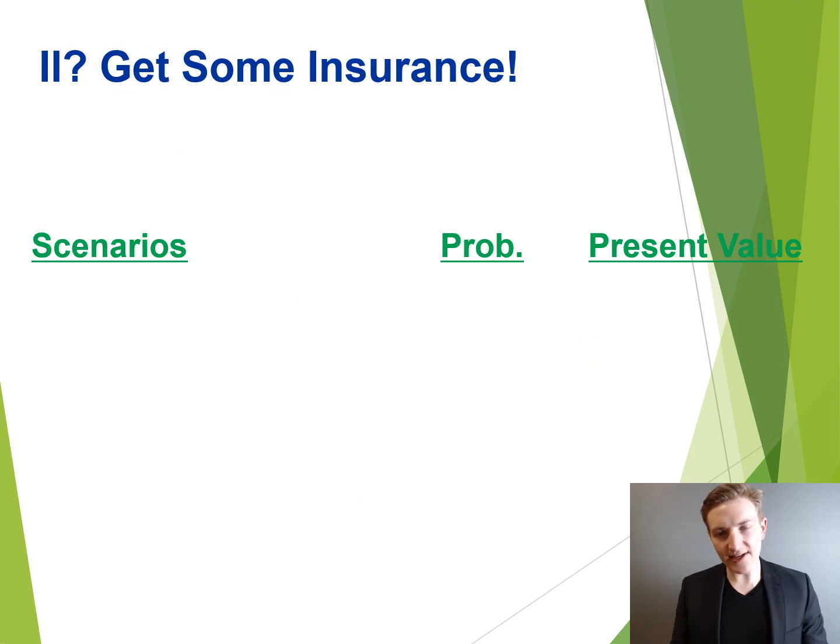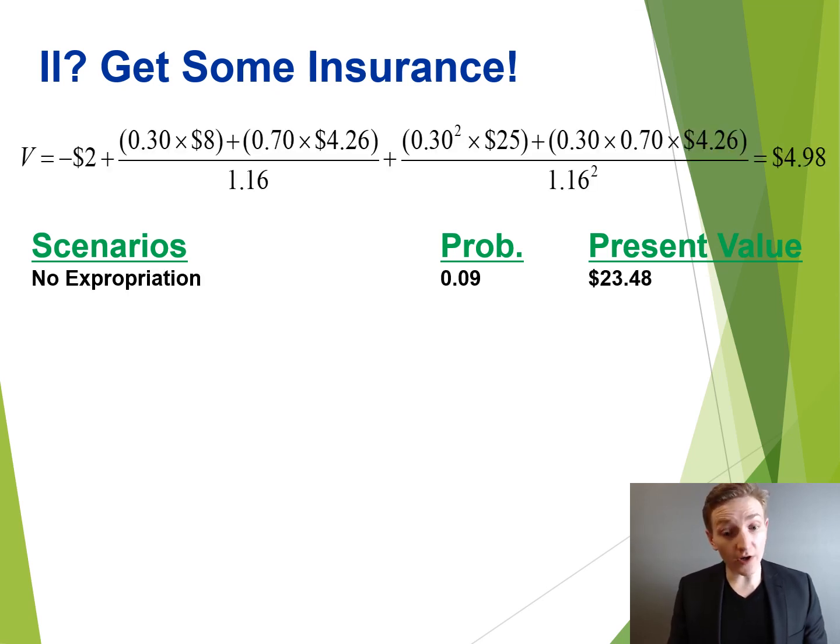So what then is the expected value of our project when we've got insurance? We can do this using scenario valuations again. So we've got our first scenario, no expropriation. That occurs, as you might recall, with 9% probability, which was 30% of lasting the first year plus 30% of lasting the second year. But here, our present value changes. Our present value is $23.48.